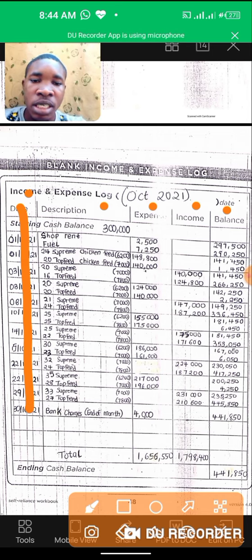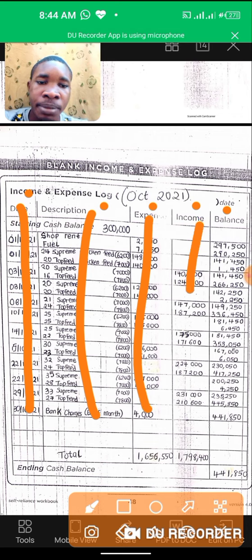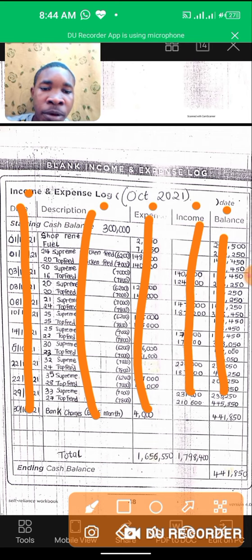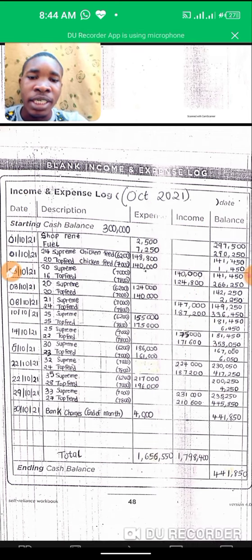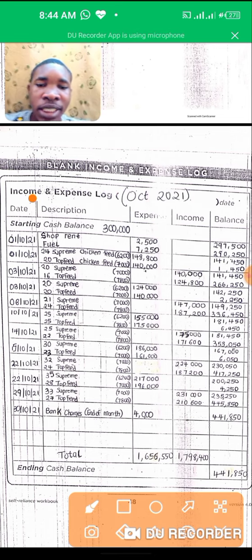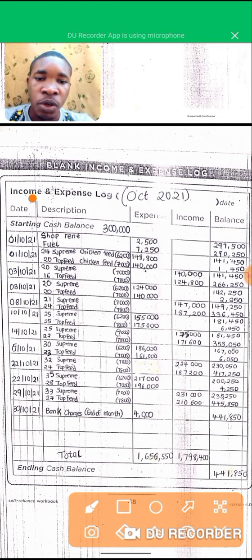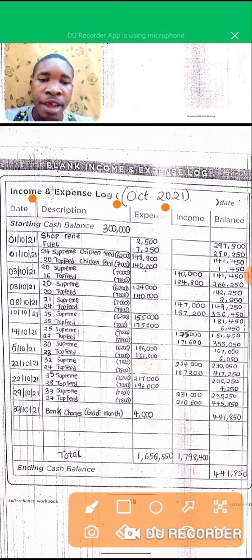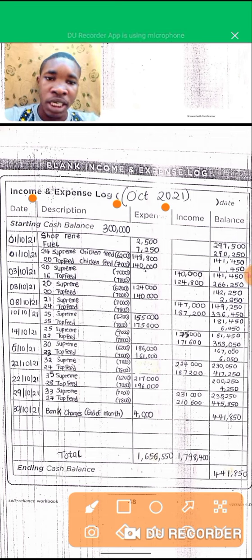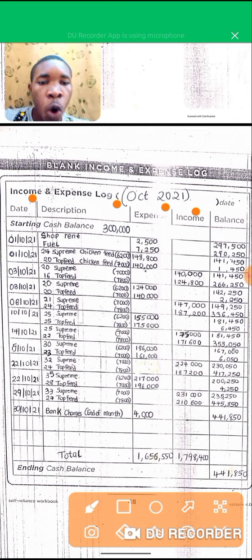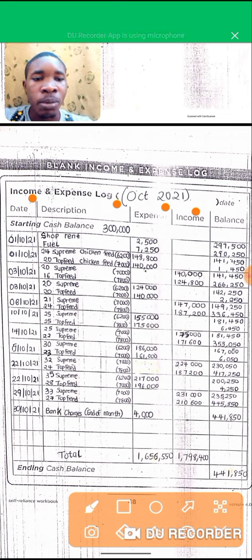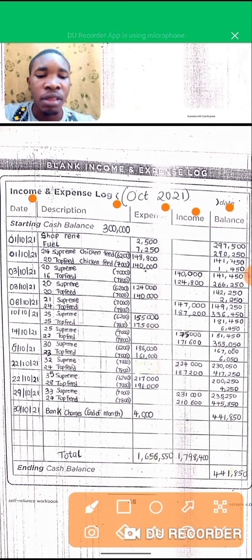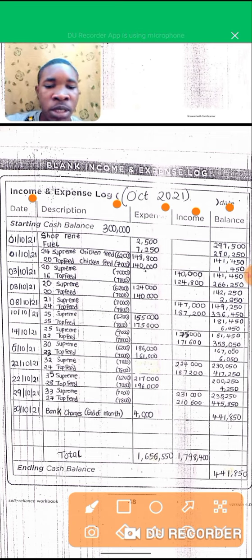You're going to see them like this now. These are them exactly like this, just in tabular form. Our date is the date that a particular thing happened. Your description is what happened on that date. Your expense, if money goes out of your pocket, that is expense. If money comes into your pocket, that is income. And then your balance for that time. I'm going to explain everything.